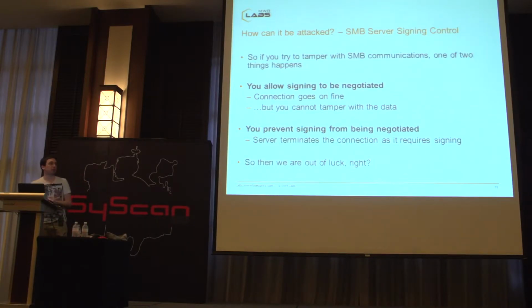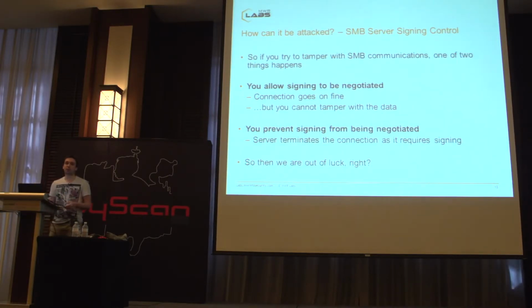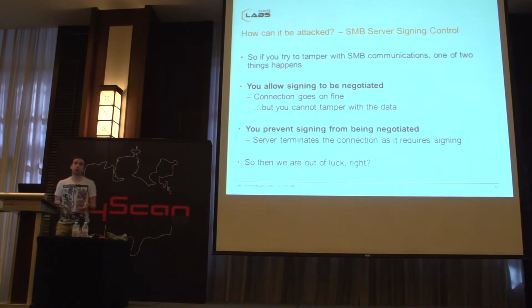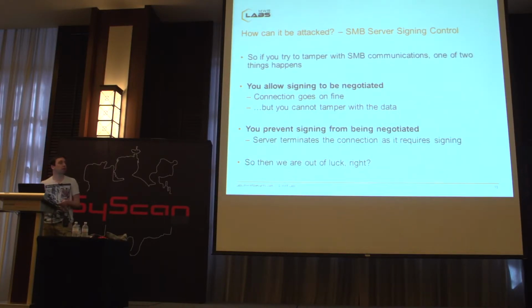So what scenarios apply here? We've got clients not necessarily requiring it, but servers requiring it. So if you try and tamper with the SMB communications as is, you've got one of two scenarios. You either allow the signing to be negotiated, and the connection goes on fine, but then unless you know the keys, you can't tamper with that data, which is obviously what's intended from a security perspective. Or otherwise, you could prevent the signing from being negotiated, and the client won't care. The client will carry on connecting, but the server at that point is going to terminate the connection because it requires signing.